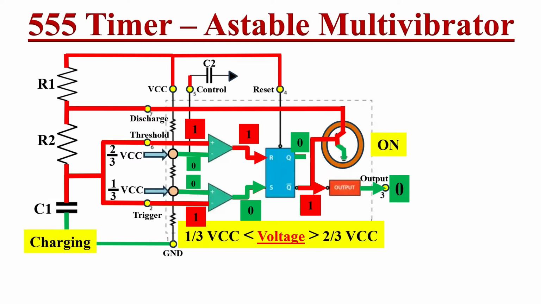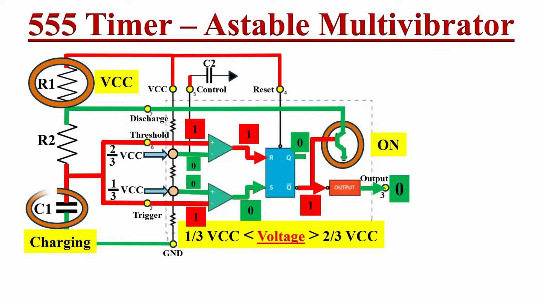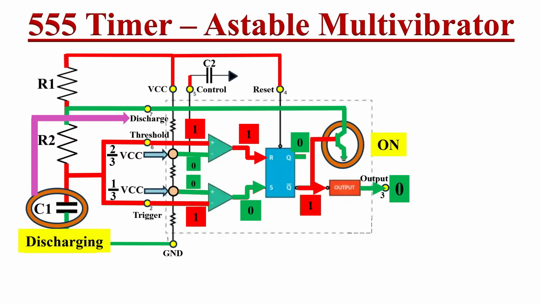Due to this, the entire VCC will drop across this resistor R1. And once this transistor becomes on, this capacitor will start discharging through this discharge terminal, and gradually the voltage stored in this capacitor will start reducing. And as soon as this voltage level comes in between these reference voltage levels of 1/3 and 2/3 VCC levels, then the first comparator input status will change.